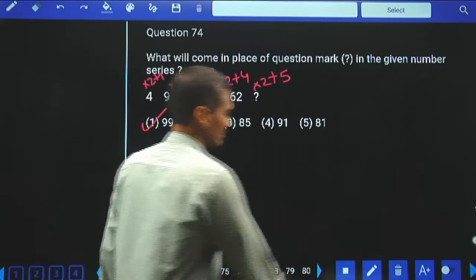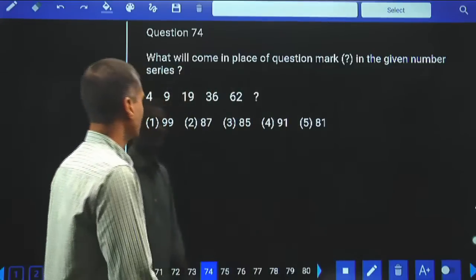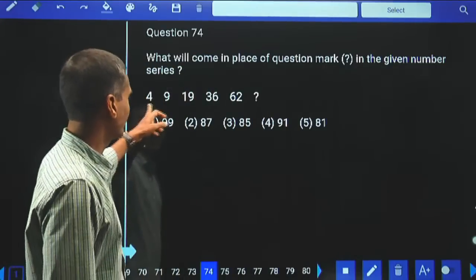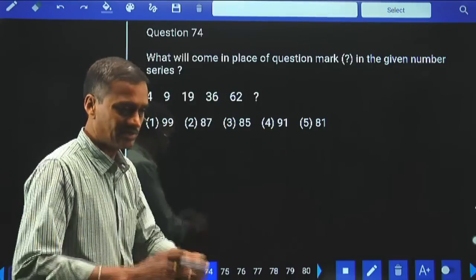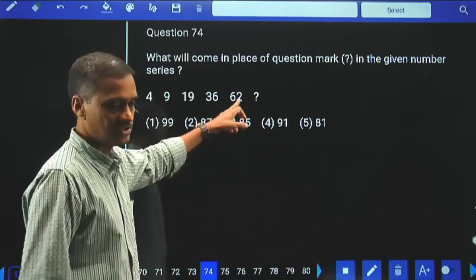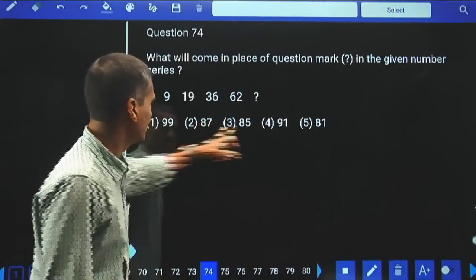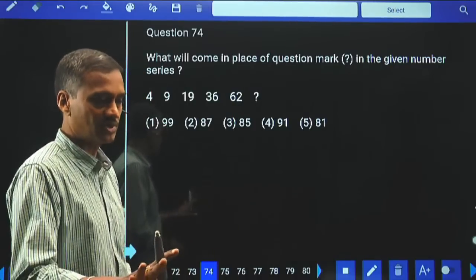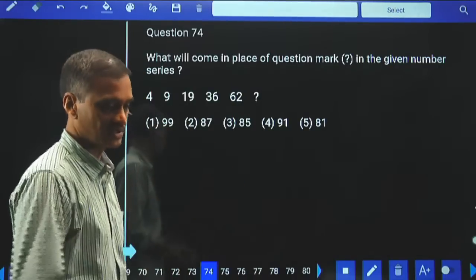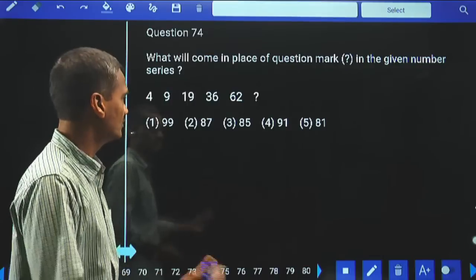Then 74. Now in this question number 74, the number starts with 4 and ends with 9987. 62 to these choices, the number is not at least doubled. 62 into 2 must be 124. The choices were lesser than 124. Hence, it does not come under product or combination. Hence, it must be difference. This is how you need to work it out.